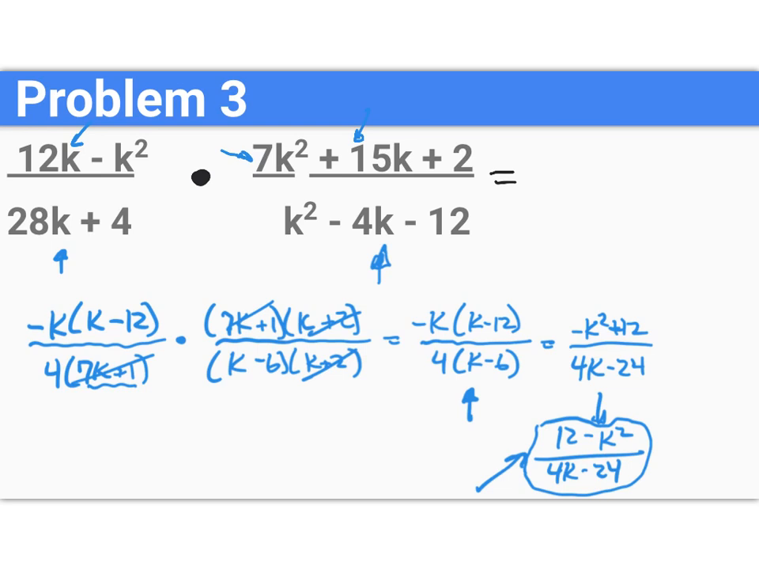So there you go. And that concludes this lesson for this topic, multiplying rational expressions. The next lesson up is dividing rational expressions.